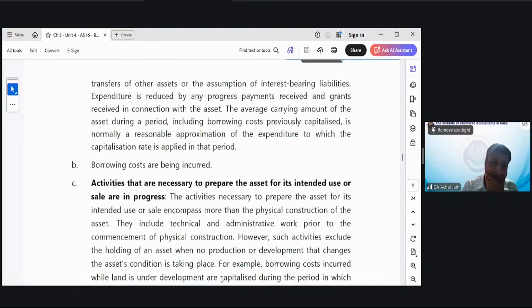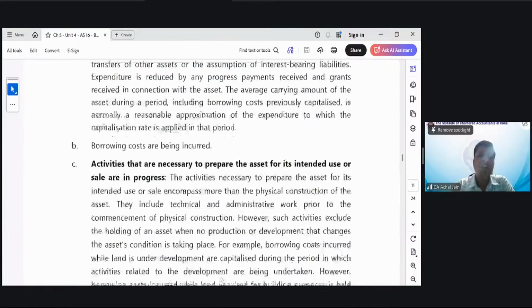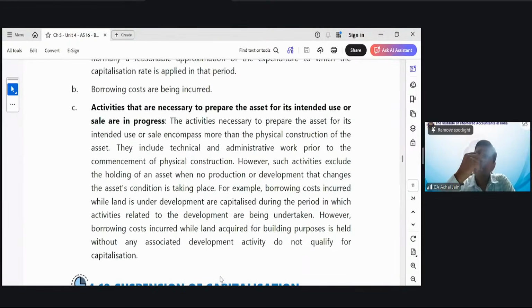So let's look at this. Commencement of capitalization means when do you start capitalizing the interest? So the standard says you will start the capitalization when all of the following conditions are satisfied. First, expenditure for construction is being incurred. Second, borrowing cost is being incurred. Third, activities that are necessary to prepare the asset are in progress. Okay, so that's one.